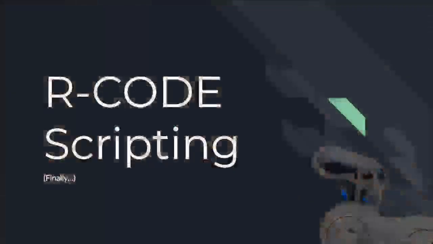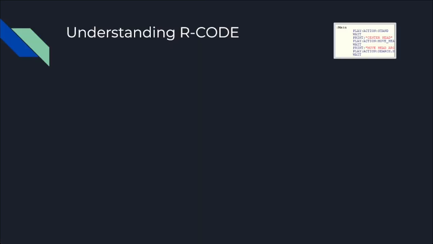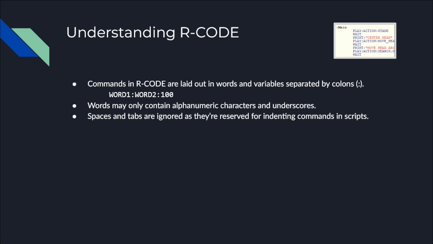Let's go ahead and move on with the first slides of our code. So let's talk about the rules of our code. Commands in our code are laid out in words and variables separated by colons. So you have one word for your command, and then a colon, a subcommand, and then another colon, and then let's say a value. Words may only contain alphanumeric characters and underscores. They cannot have any other character. Spaces and tabs are ignored.